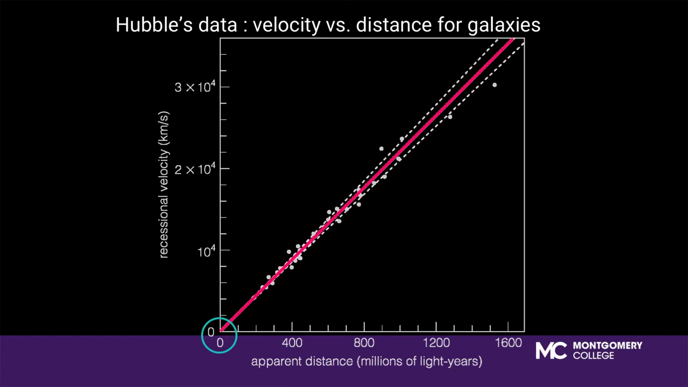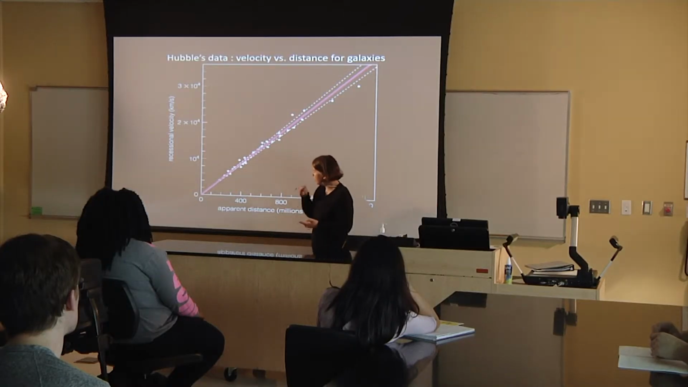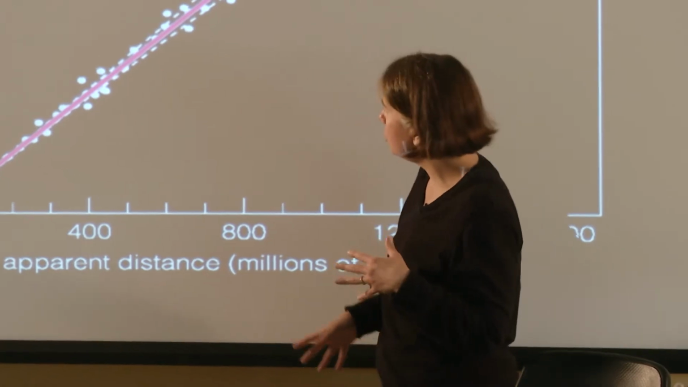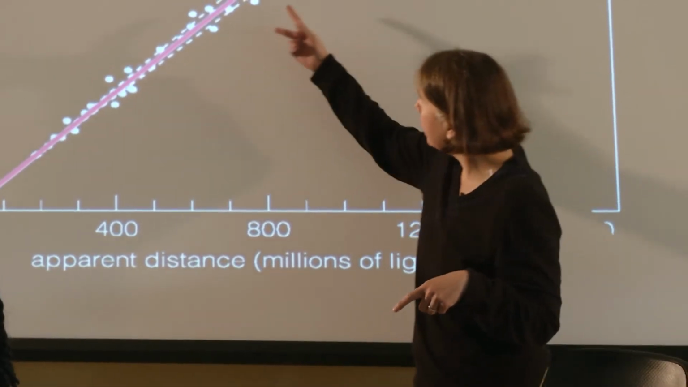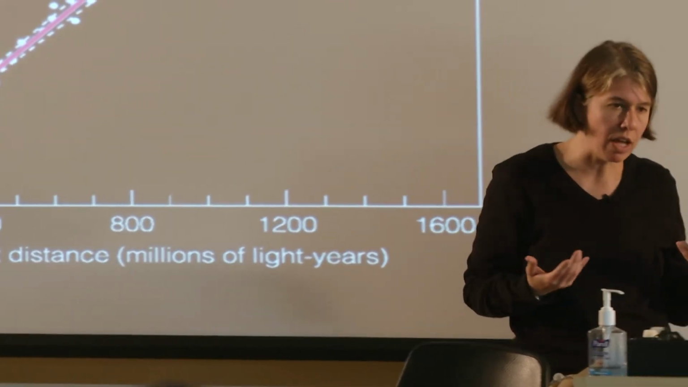So this is what a plot of velocity versus distance looks like for all these galaxies. So these dots are individual galaxies. So you can imagine, as an astronomer, you went to the telescope, you took spectra of these galaxies, you calculated their velocity, and you determined their distance, maybe using Cepheid variables. And what you find is a linear relationship between the velocity and the distance.